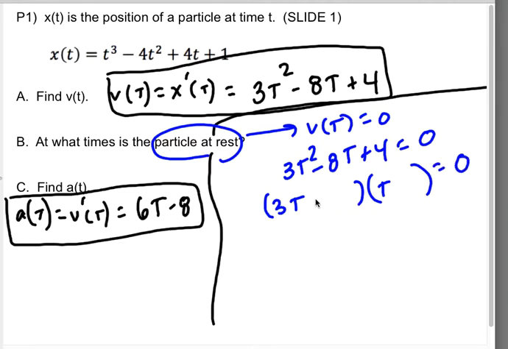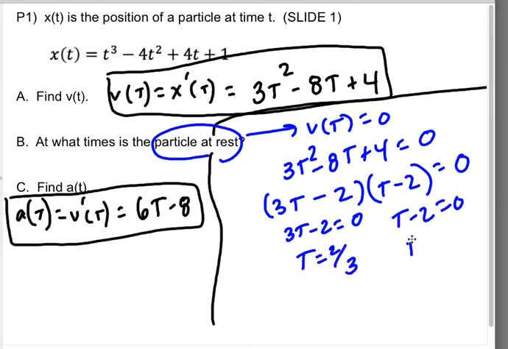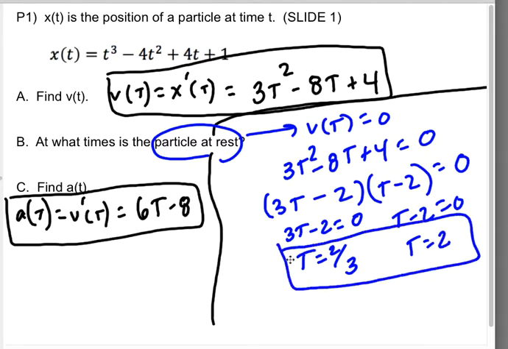If I pick -6 and -2, I get a -8. So either 3t minus 2 is 0, which gives me t is 2/3, or t minus 2 is 0, which gives me t is 2. So those are my two times. Notice again, I did not have any units in this problem, so I don't have to invent units. All right, so let's go to the next slide.